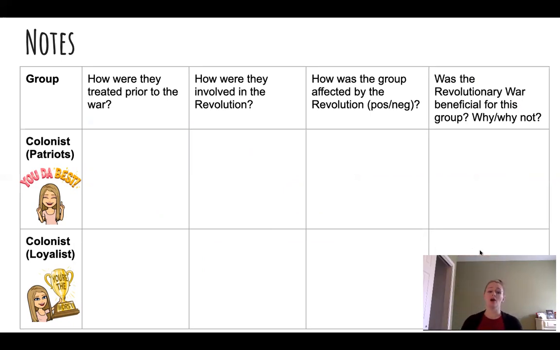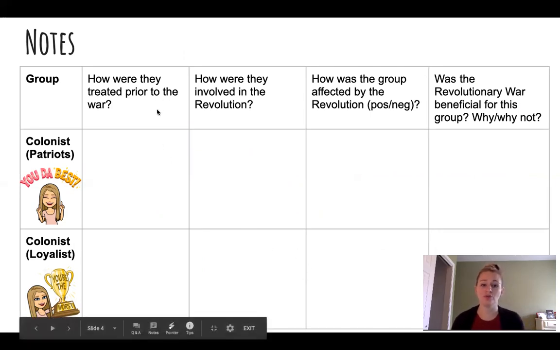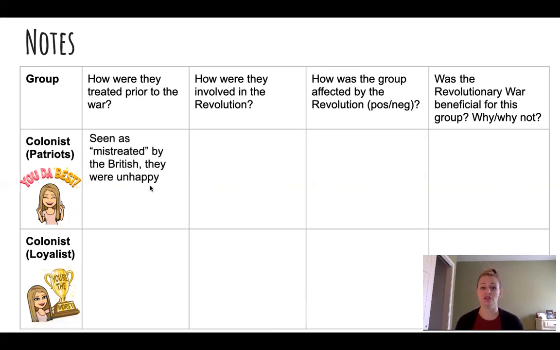So here we go. The first group we're going to talk about is obviously colonists that are going to be affected, but we're going to focus on the patriot side, the people who were actually in favor of the war. Before the war actually happened, they saw themselves as being mistreated by the British and were very unhappy, hence the reason why they wanted to go and get independence. They were involved in the revolution by being the ones that were fighting. They joined the colonial militias and they fought valiantly against the British.